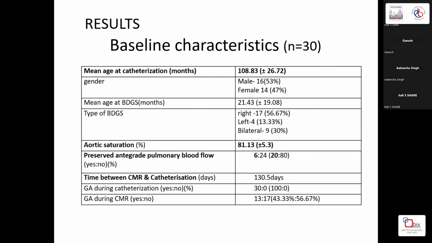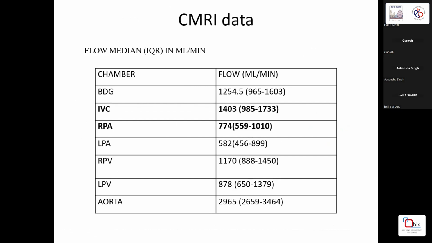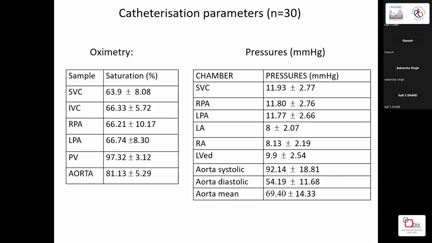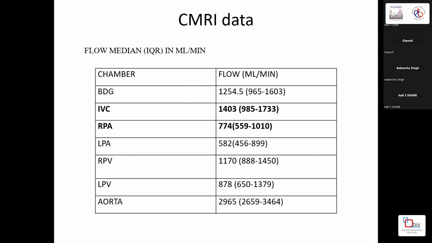Coming to the results, the mean age of the population was 108 months, and the mean age at BDG surgery was 21 months. Baseline saturation was 81%. About 20% of the patients had preserved antegrade pulmonary blood flow. The time duration between cardiac MRI and cardiac catheterization was 130 days. The baseline saturations in the SVC, IVC, and PAs were around 66. The pulmonary vein saturation was 97. Aortic baseline saturation was 81. The pressures across SVC and PA were around 11. The LVEDP was 9.9 and aortic mean pressure was 69.